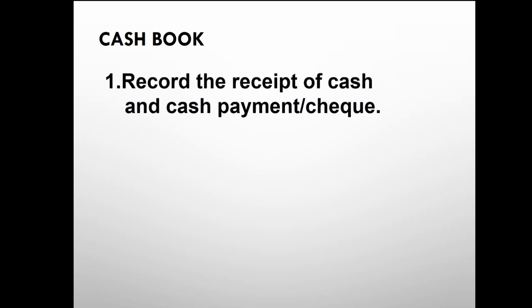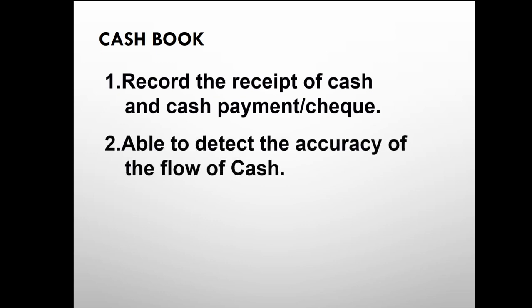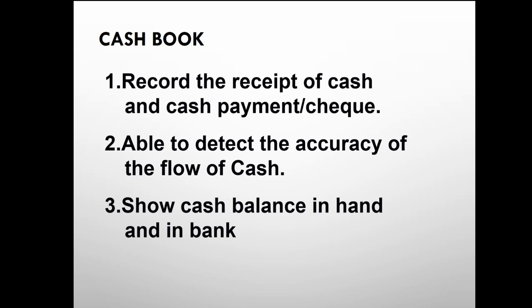So, first thing you must know the cash book of the business. The cash book of the business is to record the receipt of cash and cash payment. Normally we make it by check, and it is able to detect the accuracy of the flow of cash. And the third one, it shows cash balance in hand and in bank.